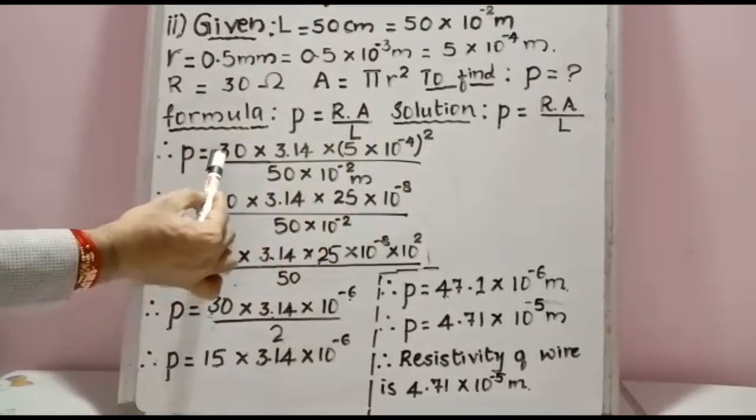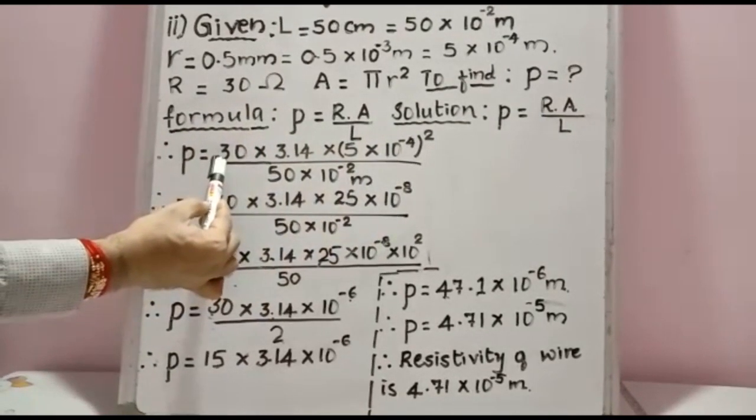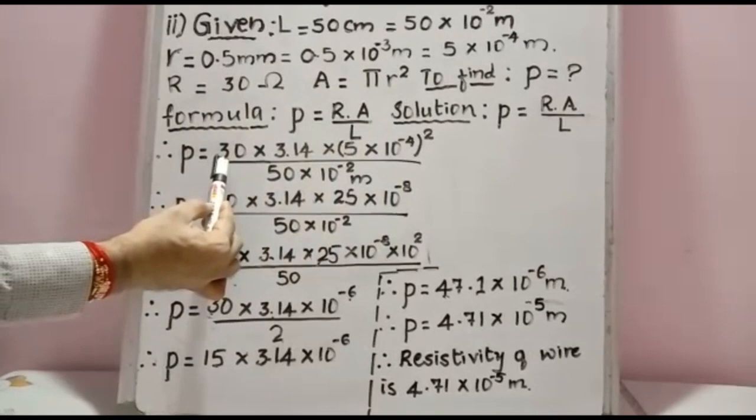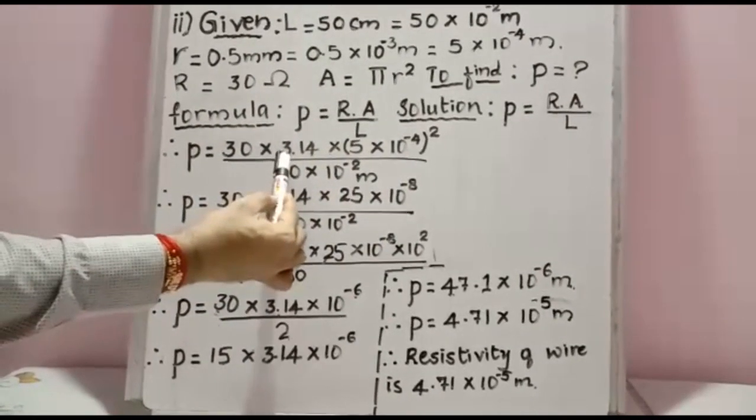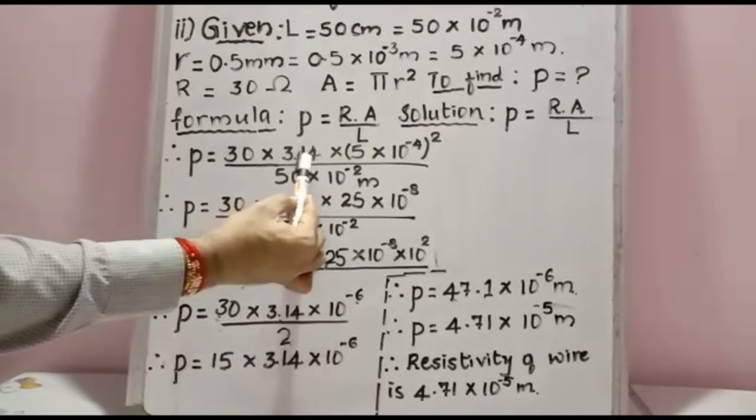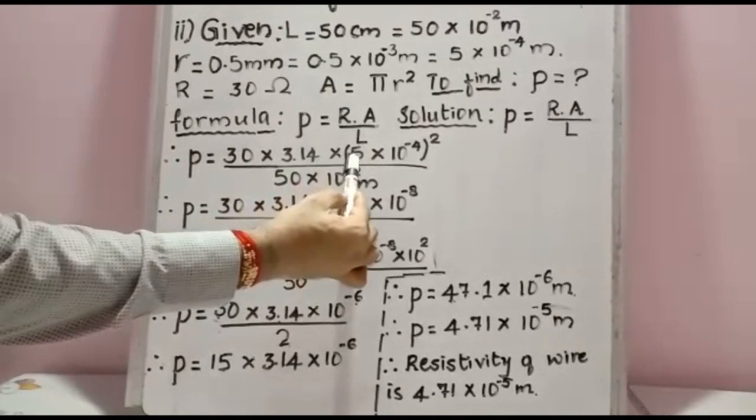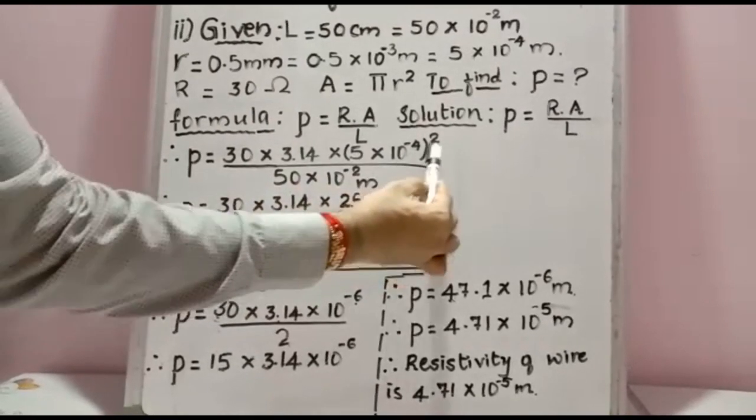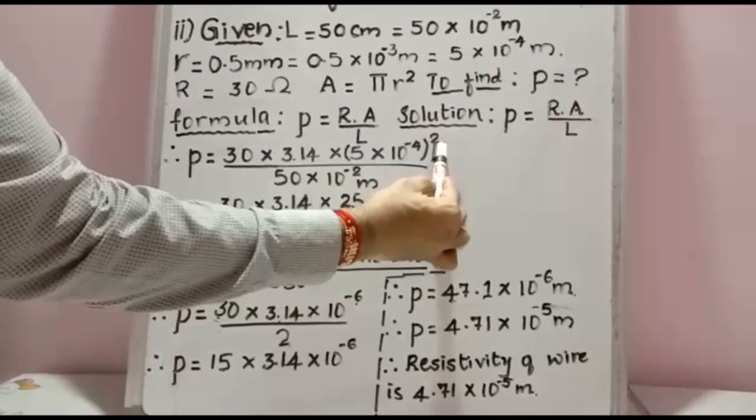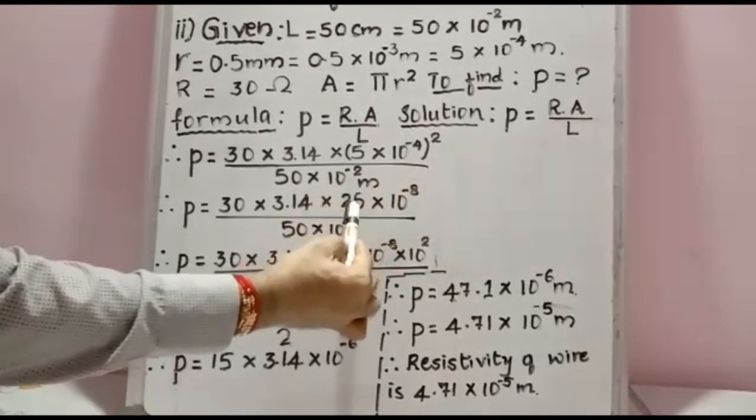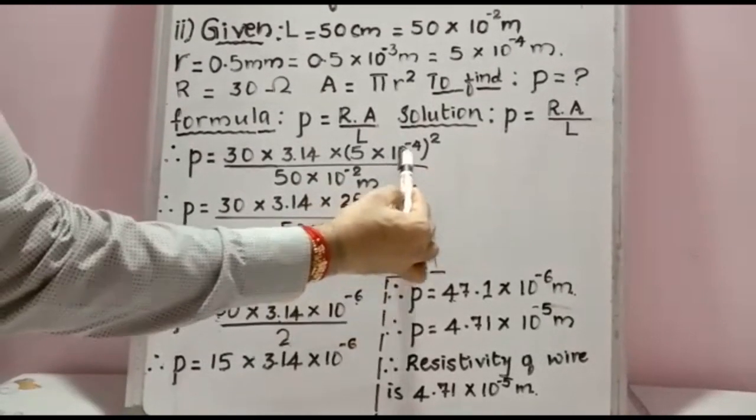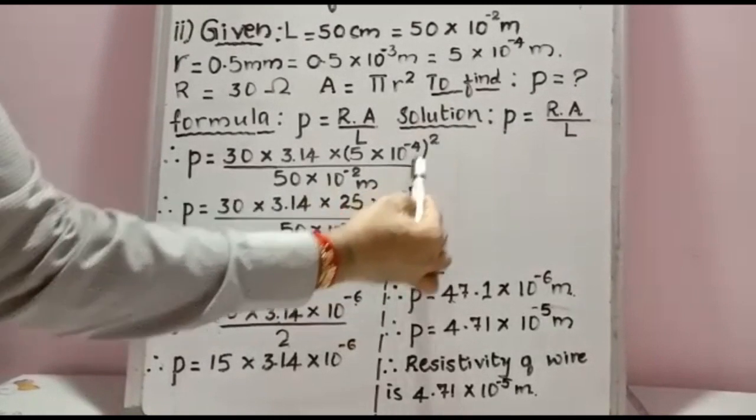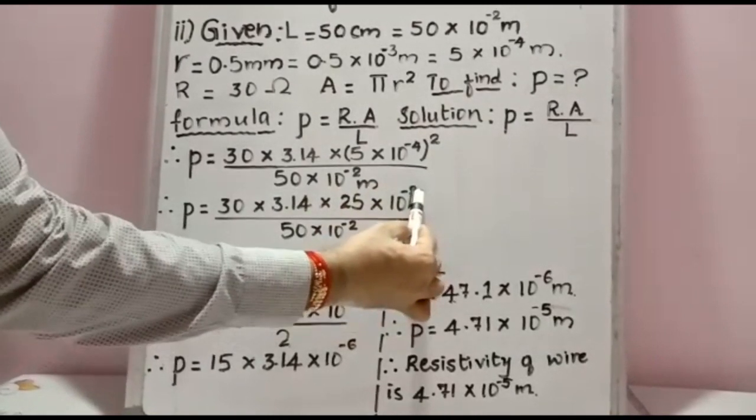So resistivity equals, let's substitute the values in the formula. Resistance is 30 ohms, area pi r square. The value of pi is 3.14, r square. What is r? 5 into 10 to the power of minus 4, whole raised to square. So 5 square is 25. Here a raised to m whole raised to n, so 4 twos are 8, that is 10 raised to minus 8.